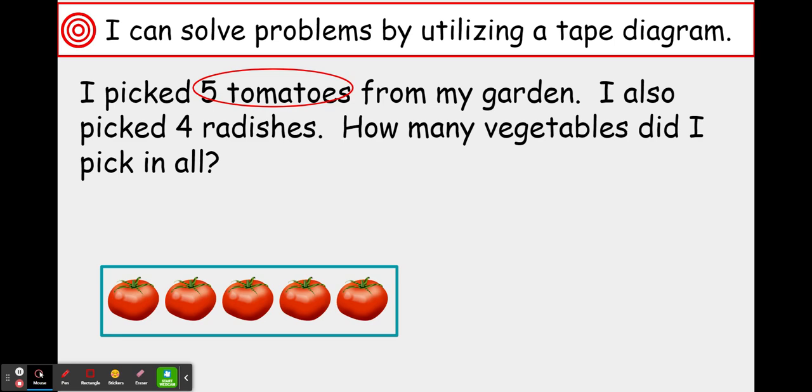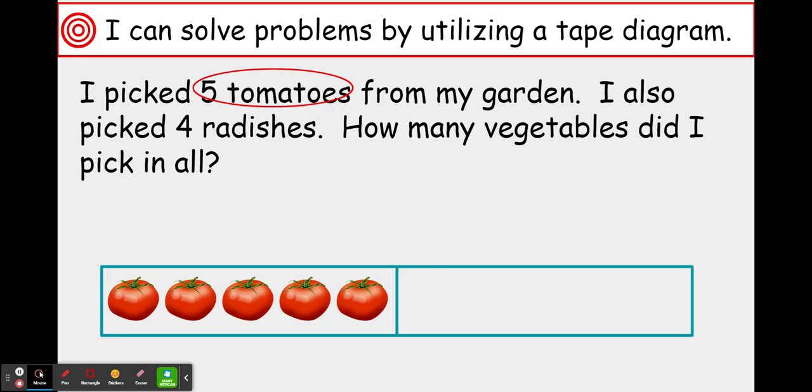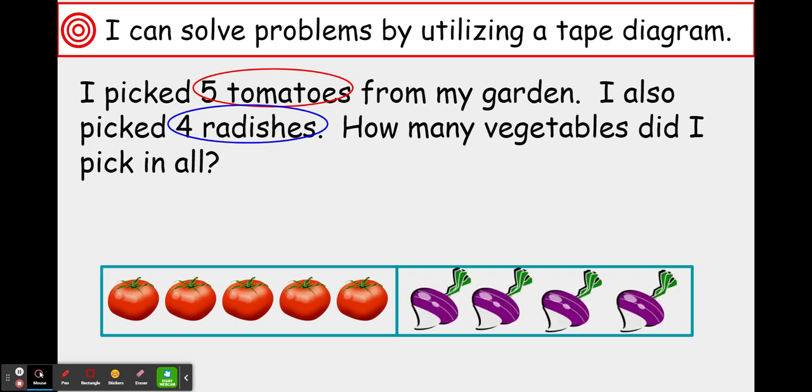I also picked 4 radishes. There's my other tape diagram. I circled the number that I'm working with, and then I'm going to put it into the tape diagram. And then the question asks, how many vegetables did I pick in all?